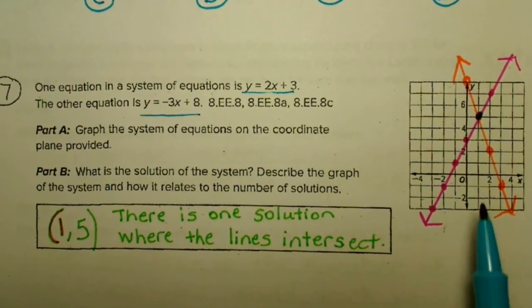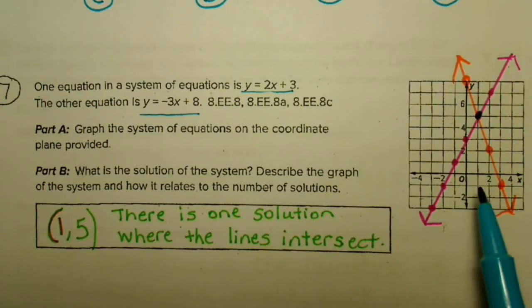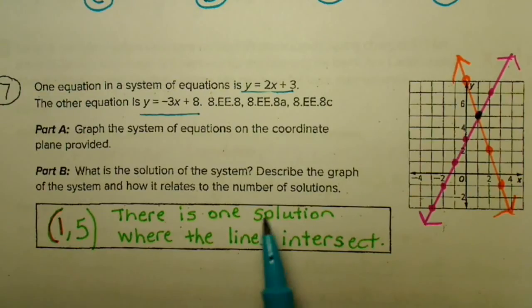And it is at (1, 5), because from the origin you go over 1 and up 5 to get there. It says describe the graph of the system and how it relates to the number of solutions. And I put there is one solution where the lines intersect.